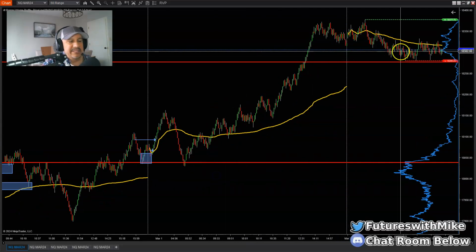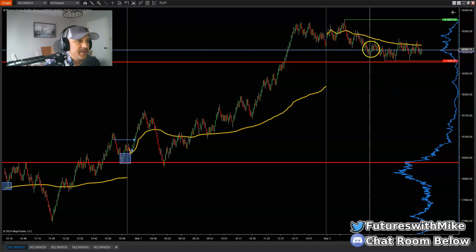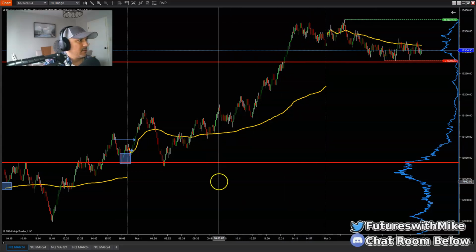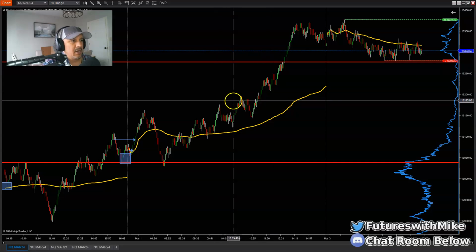Right now, we're moving sideways. Today is a really choppy day. So be very careful in trading because we are still ranging. But in looking at the market, and looking at this, I would say that we're still a bullish opportunity.